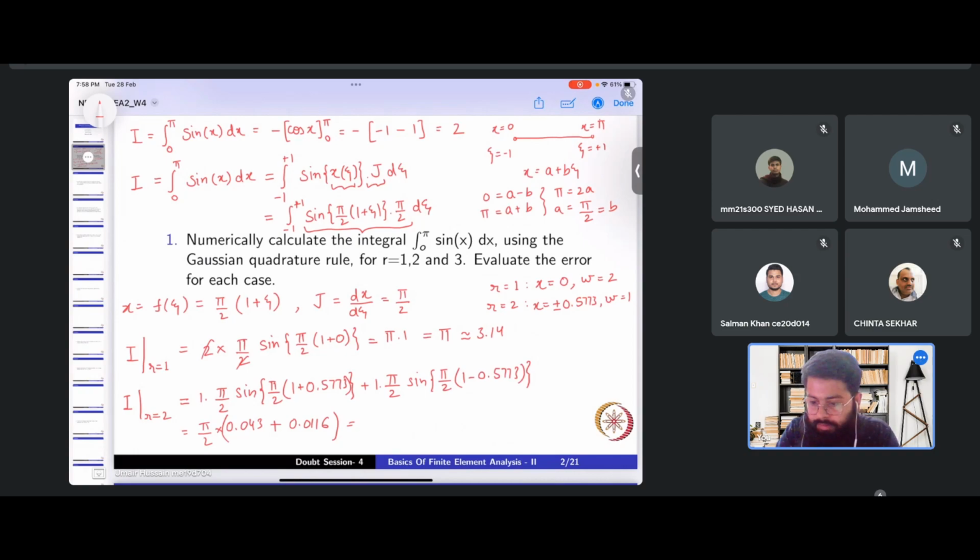So we observe we're getting something like 0.0857. Okay, I'll just recheck my calculation.